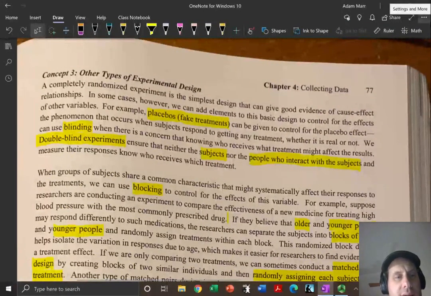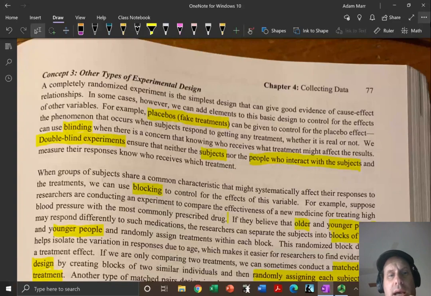A completely randomized experiment is the simplest design that can give good evidence of cause-effect relationships. In some cases, however, we can add elements to this basic design to control for the effects of other variables. For example, placebos, fake treatments, can be given to control for the placebo effect, the phenomenon that occurs when subjects respond to getting any treatment, whether it is real or not.